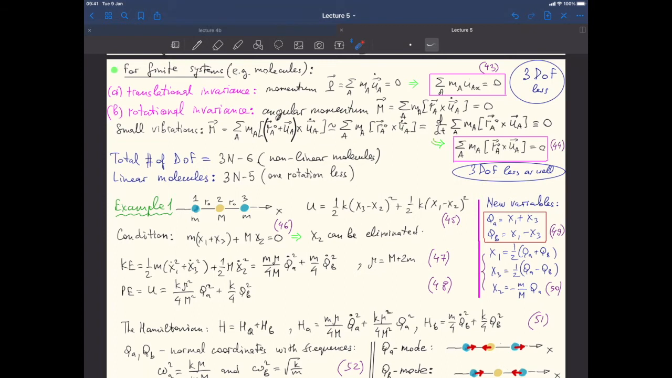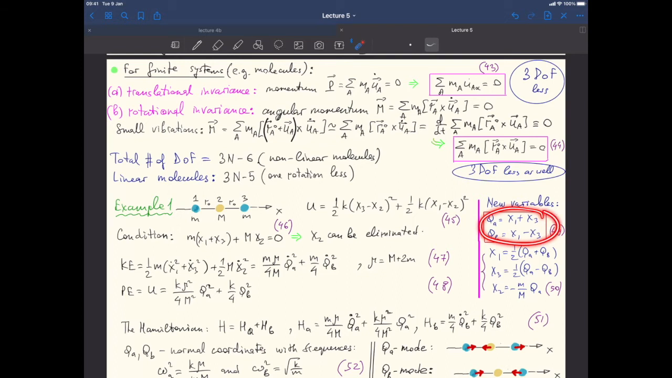Okay, and what we can do with this equation, we simply can eliminate 1 degree of freedom. For example, we can eliminate x2. So we then proceed in the following way. We have to introduce 2 other coordinates which would replace these ones, and which would serve as vibrational degrees of freedom. So the simplest choice is to choose x1 plus x3 and x1 minus x3 as these two degrees of freedom, two generalized coordinates.